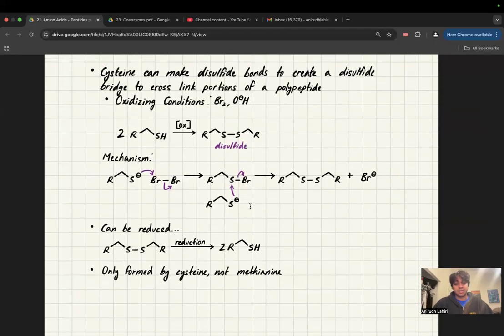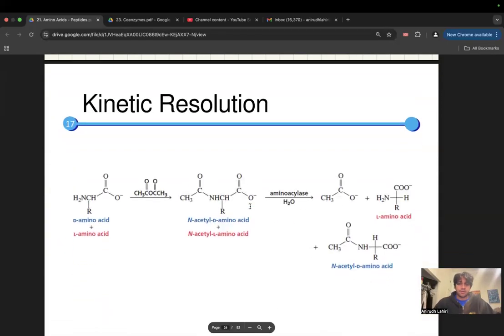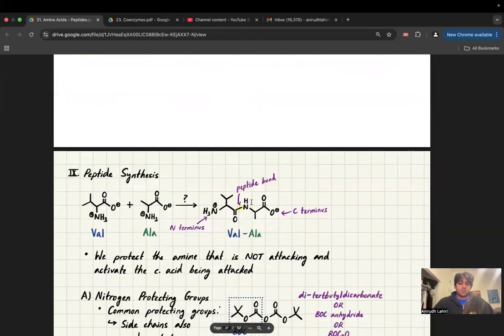This is only formed by cysteine and not methionine. It basically has to do with the fact that cysteine's SH group is a lot closer to all the action, so it has a lot more stability. And like we talked about earlier, the pKa's and the pH really matter based on the context of where it is in a molecule, right? Having an amino acid close to the carboxylic acid is very different than having an amino group super far away. Okay. Kinetic resolution, we talked about this earlier.